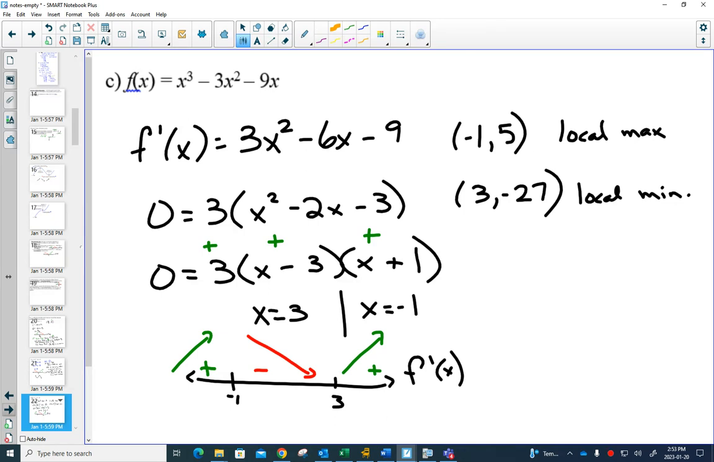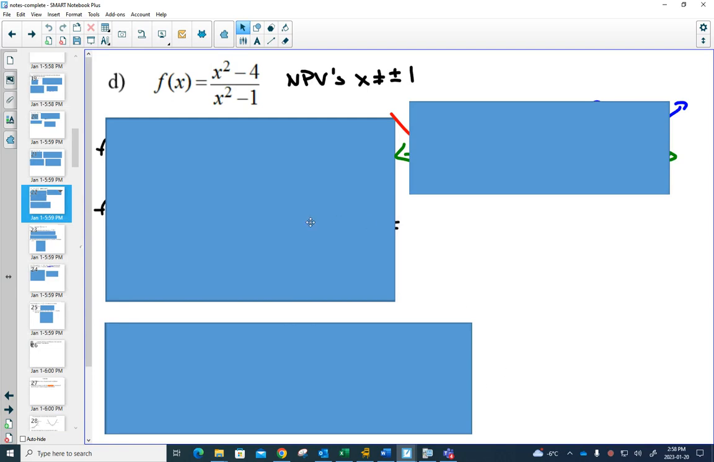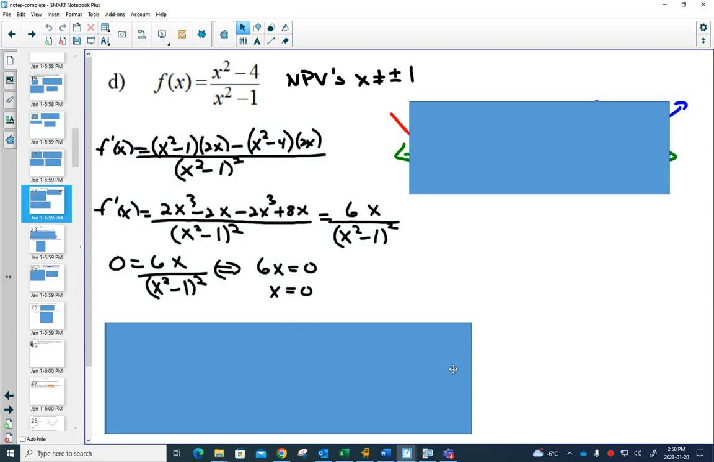Okay, I'd like you to try the last one on your own. I will put up the answer shortly. Here we go. How is your derivative? Did you simplify it to get 6x over x squared minus 1 squared?